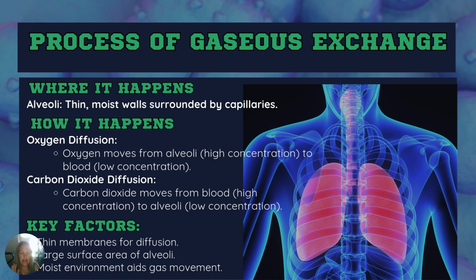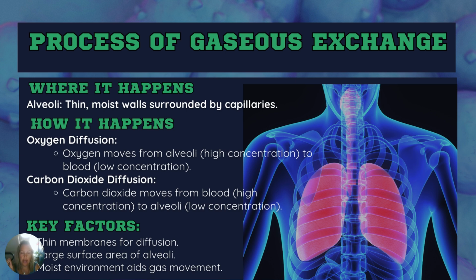So the way that it happens at the alveoli is oxygen diffusion. Oxygen moves from the alveoli, where the concentration is really high, into the blood, where the concentration is really low. That's a natural exchange that happens where something of high concentration moves to where it's of low concentration.